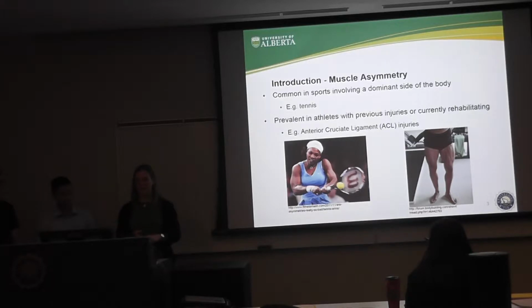Additionally, muscle asymmetry might be seen in athletes with previous injuries or athletes that are currently undergoing rehabilitation of these injuries. An example of that is anterior cruciate ligament injuries, or ACL injuries. As you can see from the photo there, one gentleman has one leg that is much stronger than the other as a result of an ACL injury.